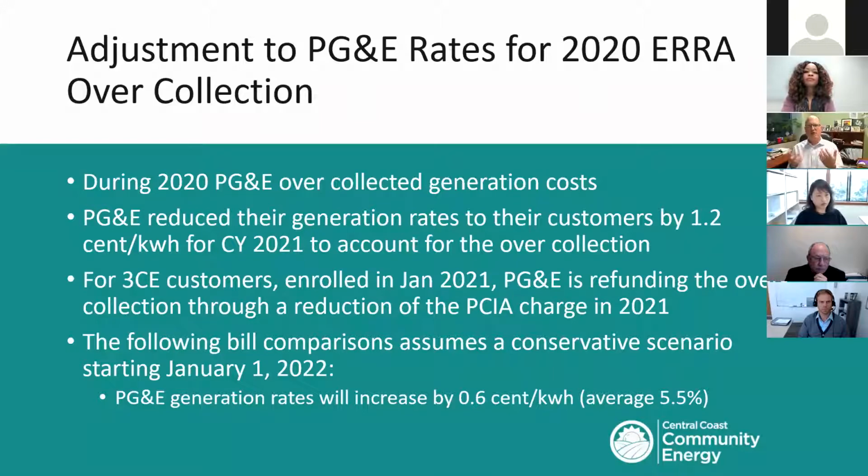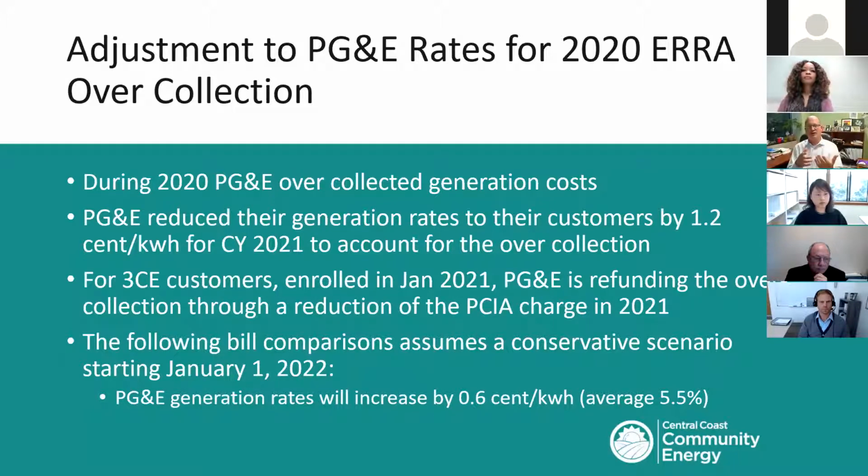But in 2020, they over-collected, and then they said, okay, we recognize that we over-collected, so we are going to refund that over-collection in calendar year 2021. So they refunded that over-collection by about 1.2 cents during that next period. So if you were a 3CE customer and you enrolled in January 2021, then you were experiencing that refunding of the previous year's over-collection. Now that refunding is going to end. And so the question is, in 2022, what's going to happen?